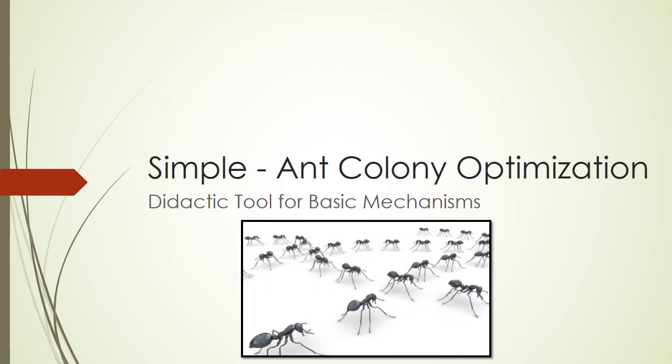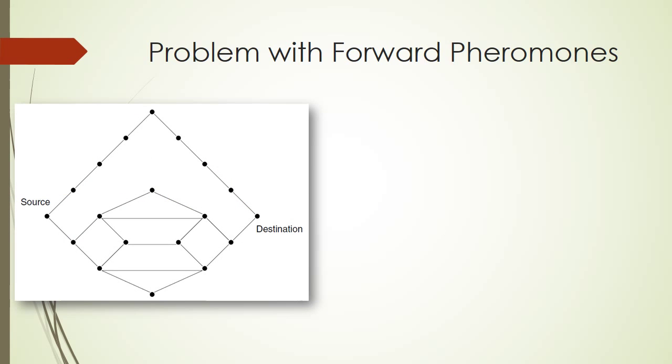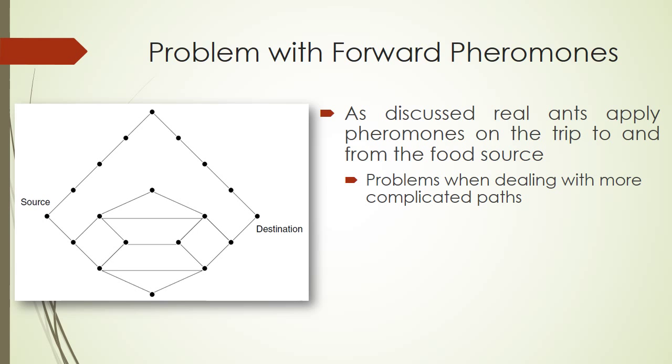So now let's transition from looking at real ants to artificial ones and study some of the basic mechanisms of a simple ant colony optimizer to better understand how ACO exploits the concepts of autocatalytic behavior and Stigmergy. So let's begin by discussing the problem with applying pheromones during the forward-seeking loops. As we discussed, real ants apply pheromones on the trip to and from the food source. In fact, this is necessary behavior to ensure convergence. However, when dealing with more complicated paths, this can lead to problems.